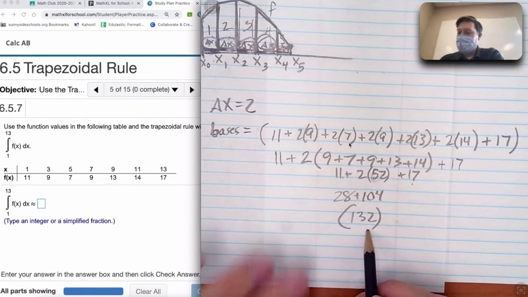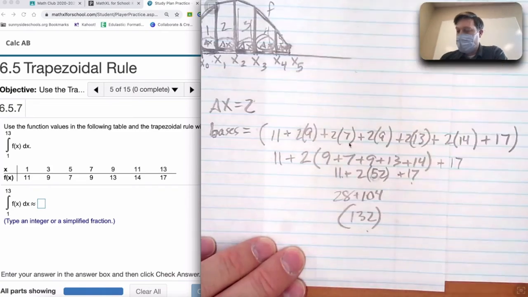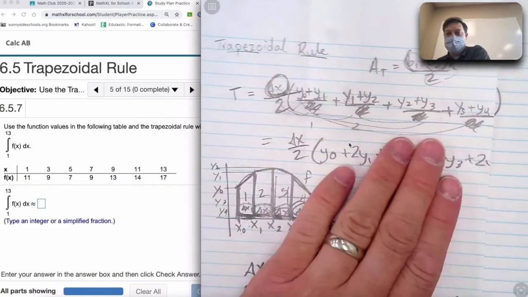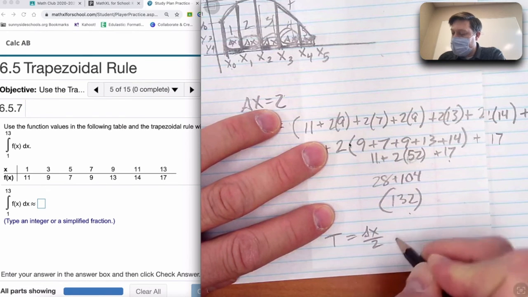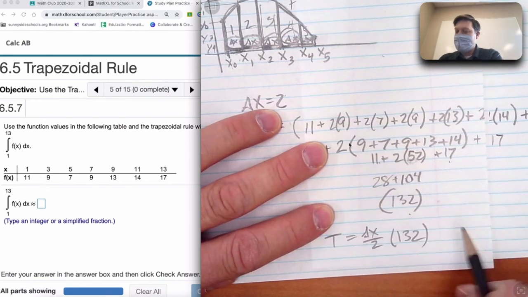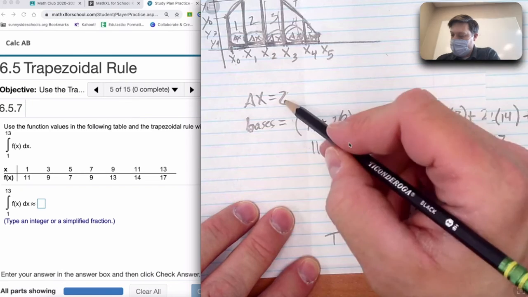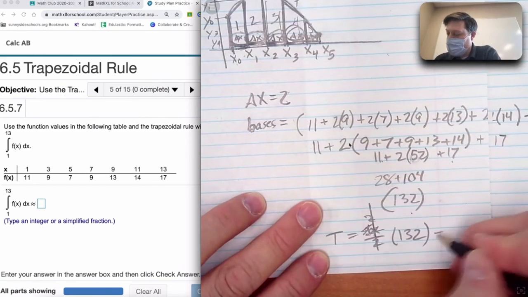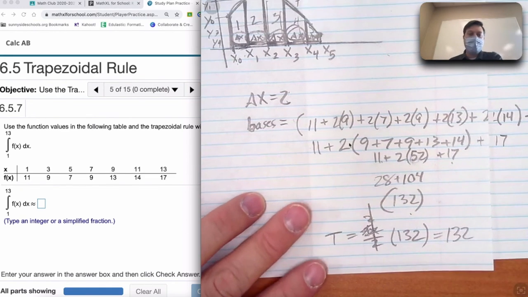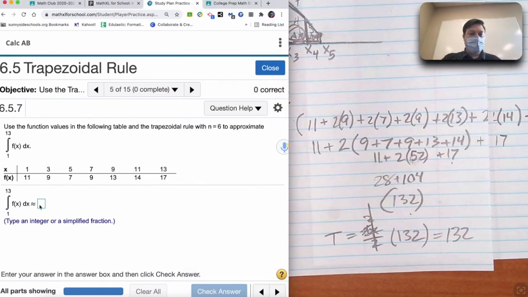132. Plug that in and see if that works. We multiply by 2, right? We multiply by 2 because delta x equals 2. In the trapezoidal rule, it's delta x over 2 times all of our functions' heights as they're defined. So 2 over 2 times 132. The 2's cancel. Yeah, that was actually the answer. 132 is what we'll type in here.